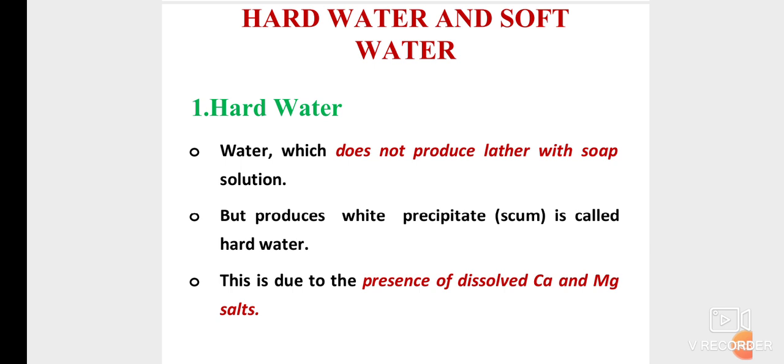In general, water which easily produces lather with soap solution is called soft water. Water which does not produce lather with soap solution is called hard water. The reason for hard water is the presence of calcium and magnesium salts. The reason for soft water is the absence of calcium and magnesium salts. So these are some of the differences between hard water and soft water.